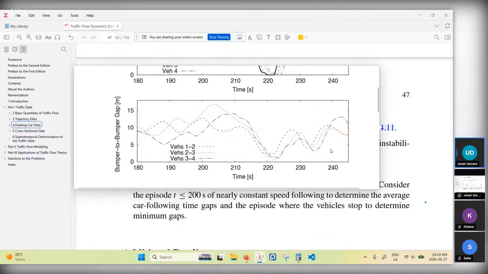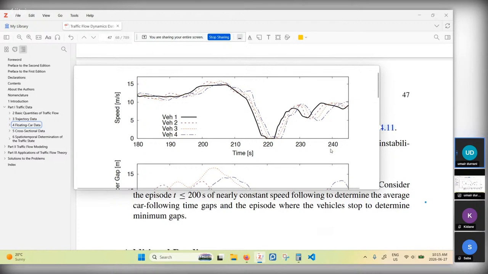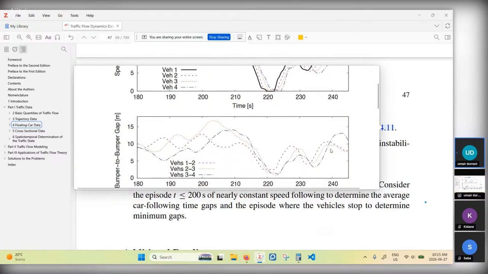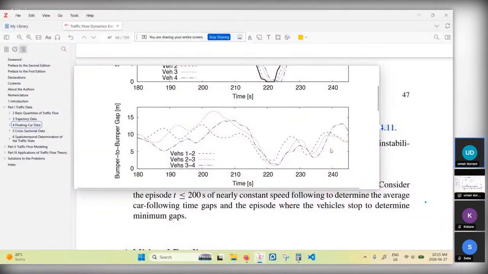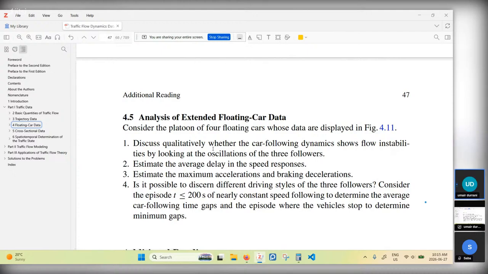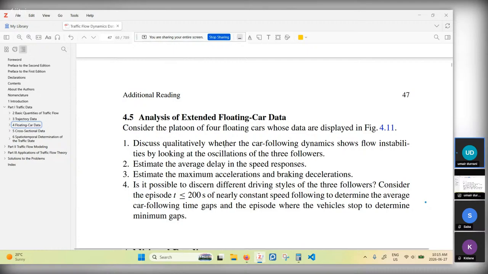So we already see that there's some difference in the gaps. Even though speeds look more or less the same, there is some lag, but there is some difference in the gaps of the vehicles. So what does the question say? Discuss qualitatively whether the car following dynamics shows flow instabilities by looking at the oscillations of the 3 followers. So we need to qualitatively discuss if there is flow instability by looking at the oscillation of the 3 followers.